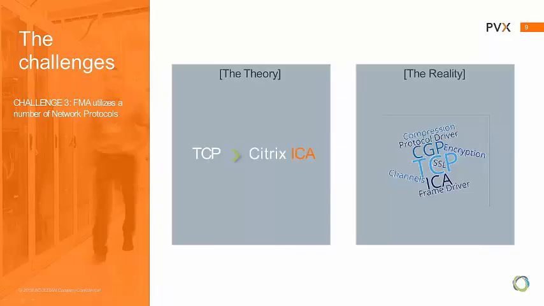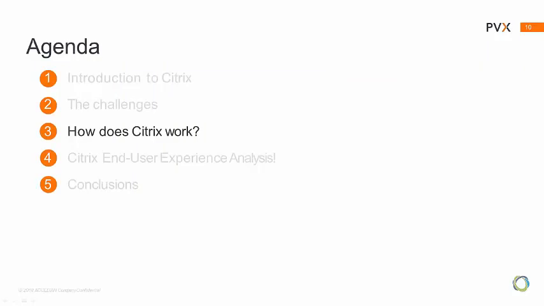So FMA isn't just about the Citrix proprietary protocol, independent computing architecture, ICA protocol. It's also about CGP, SSL, compression, channels, frame drivers, and a lot of other complex network protocols. The nice thing, once again, is that Performance Vision makes the analysis of all these different protocols within all the different layers of Citrix visible with key performance metrics and user experience metrics that are actionable and easy to troubleshoot with. So how does Citrix work?